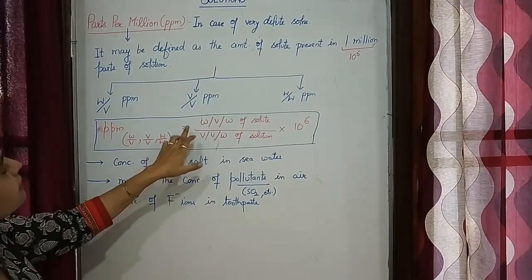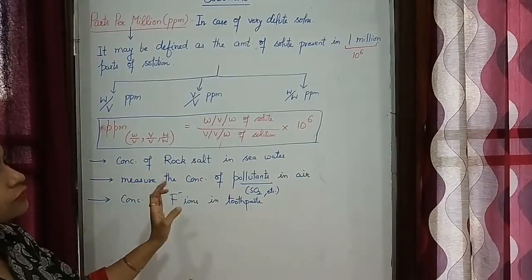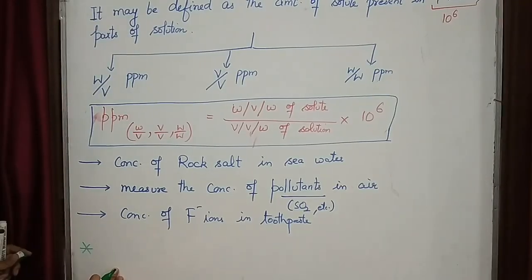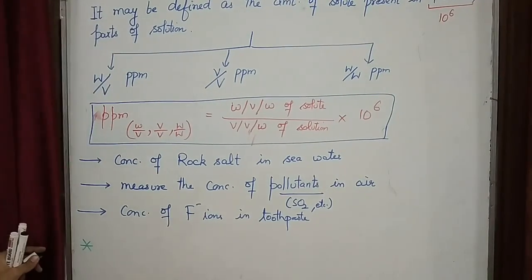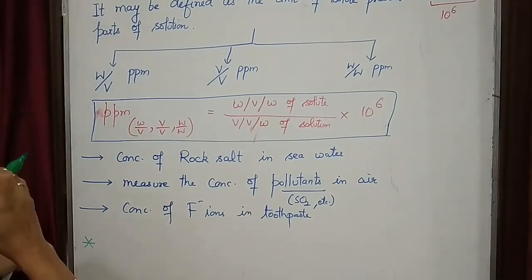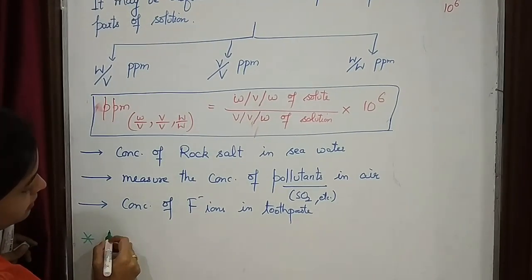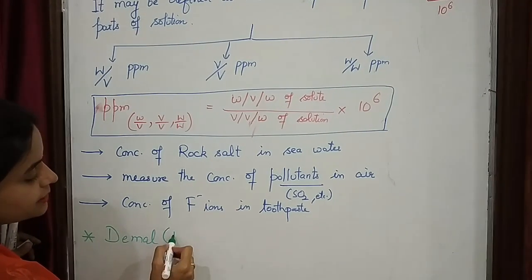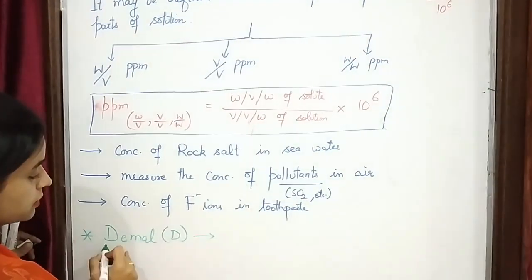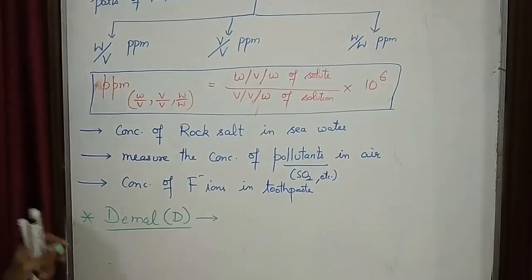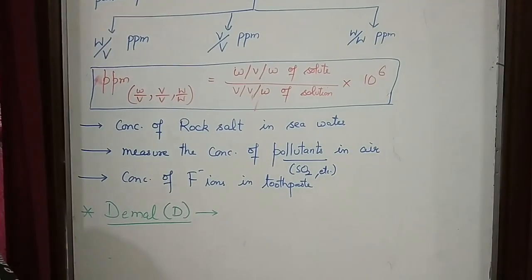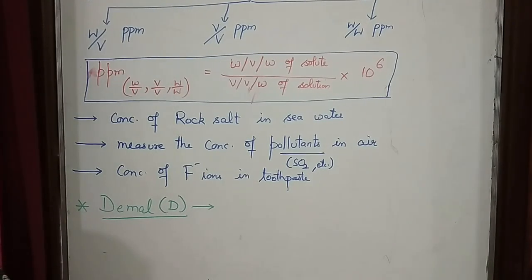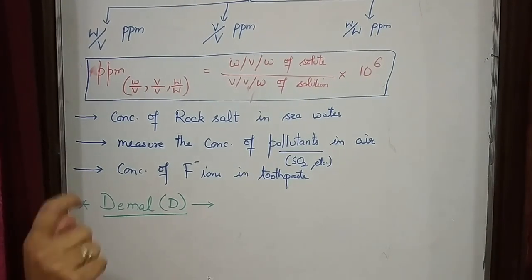Since it is a ratio, it is also a unitless quantity. There is one concentration term which is mostly asked in competitive exams, that is dmol, represented by D. Sometimes a question asks, 1 dmol is equal to, or 1 dmol can be expressed in, and we have 4 different options.